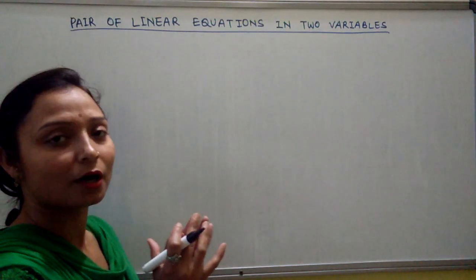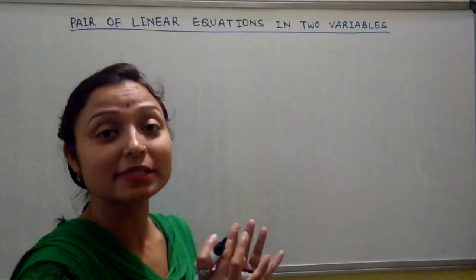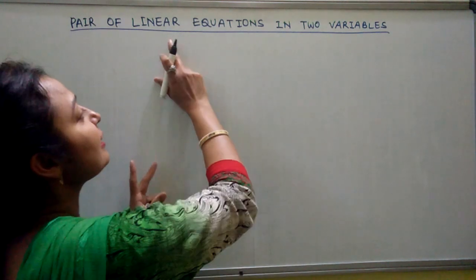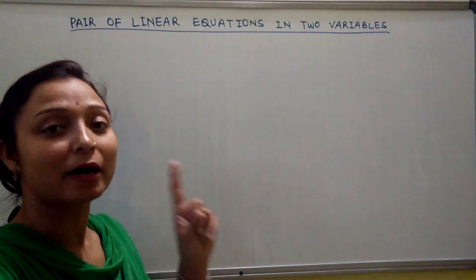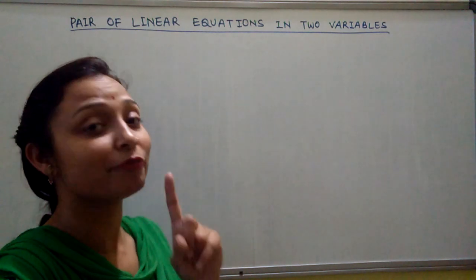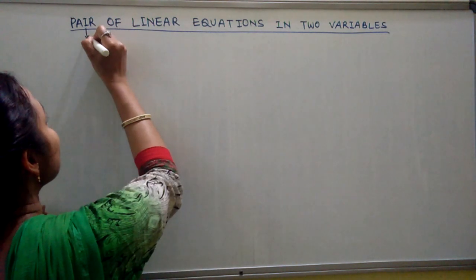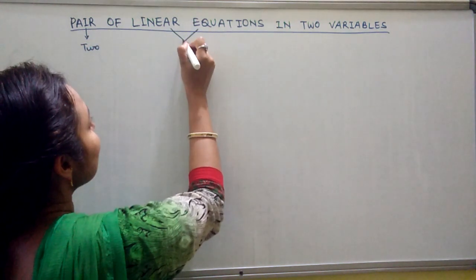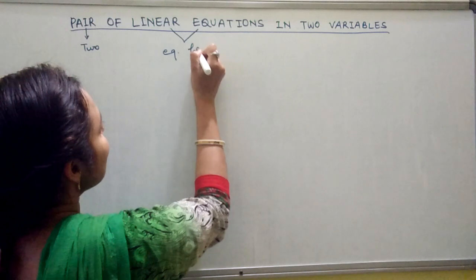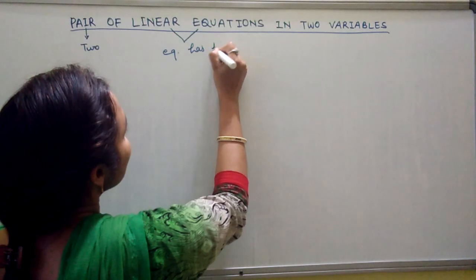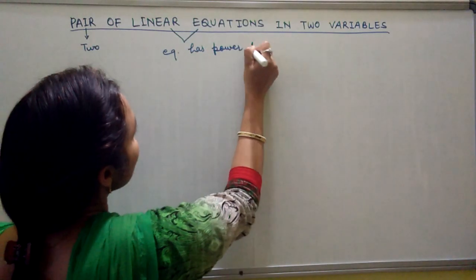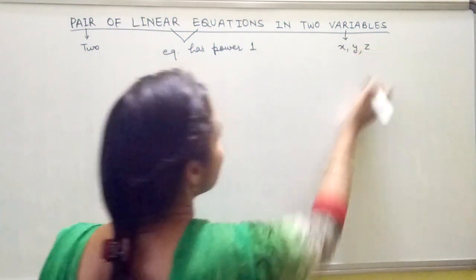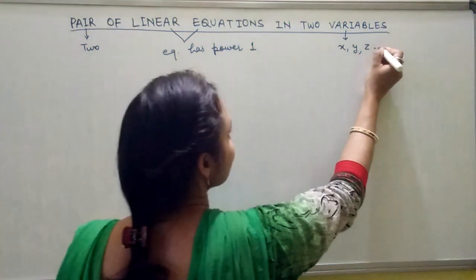First of all, I will clear the meaning of this chapter. Pair means two. Linear equation means an equation which has power 1. And the variables are x, y, z, etc.